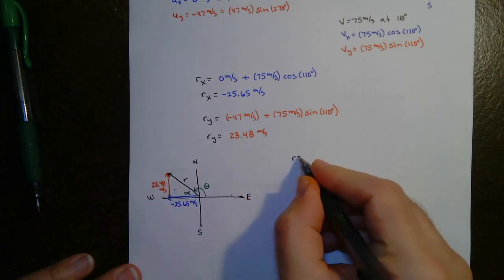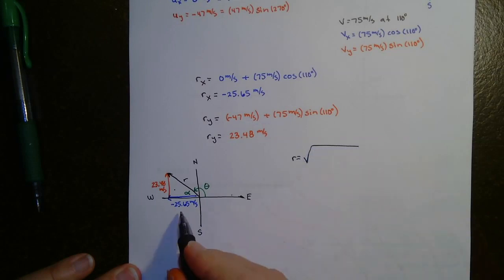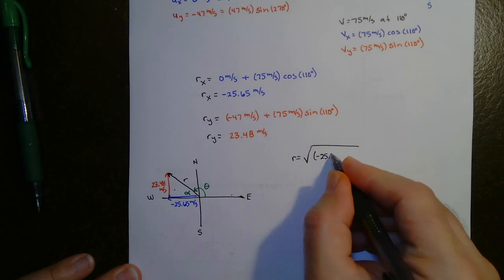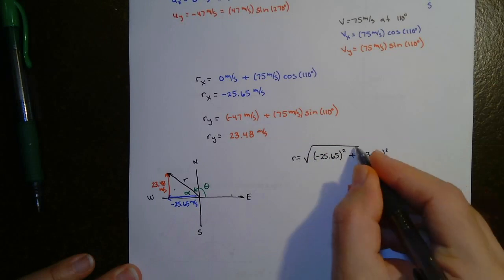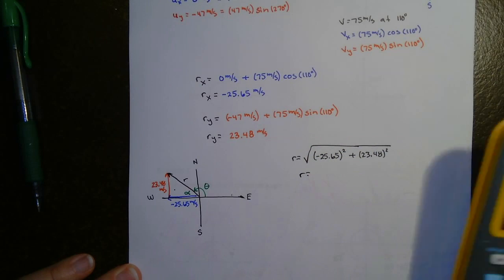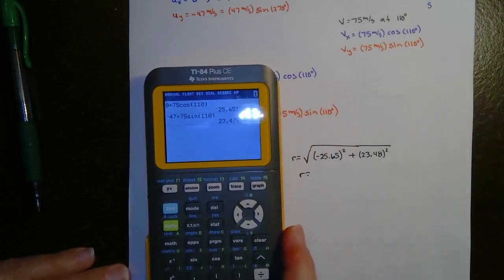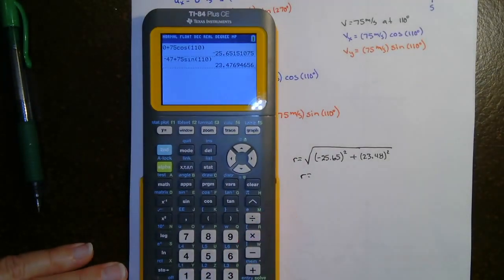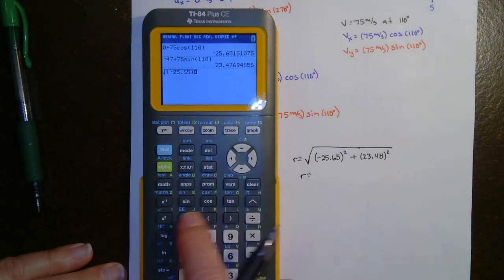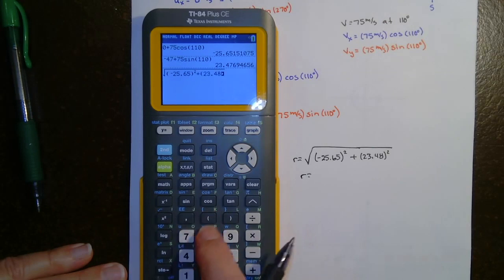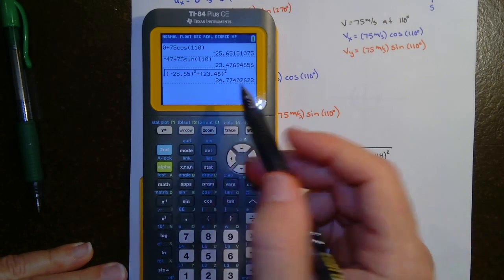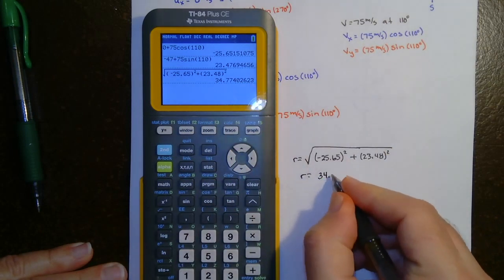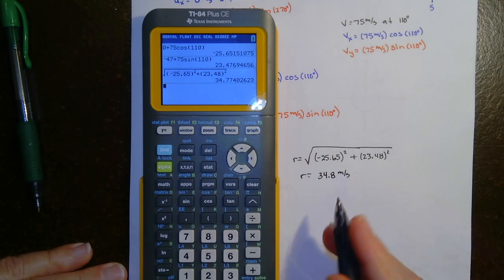Okay, so r is just from the Pythagorean theorem. We're going to square root our horizontal piece, which is negative 25.65 squared plus 23.48 squared. And we'll just put that into our calculator. Okay. And so square root, and then parenthesis, and then negative 25.65 squared, and then plus 23.48 squared. And so we get 34.7 or 34.8, because I want you to round this to one decimal place. So 34.8 meters per second. So that's how fast we're going.